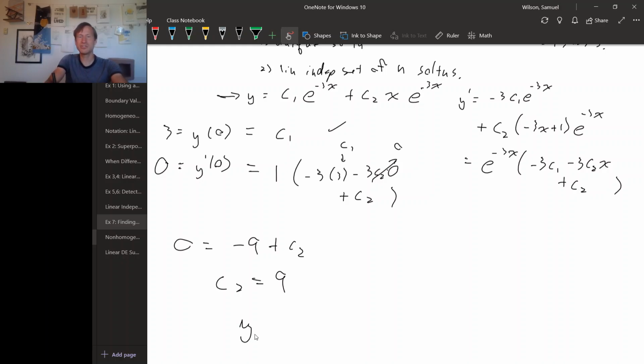All right, so the solution that we're looking for is c1, which is 3, times y1, which is e to the minus 3x, plus c2, which is 9, times y2, which is x e to the minus 3x. And so this is the unique solution to that initial value problem, and it is a combination of the two solutions in our fundamental set.